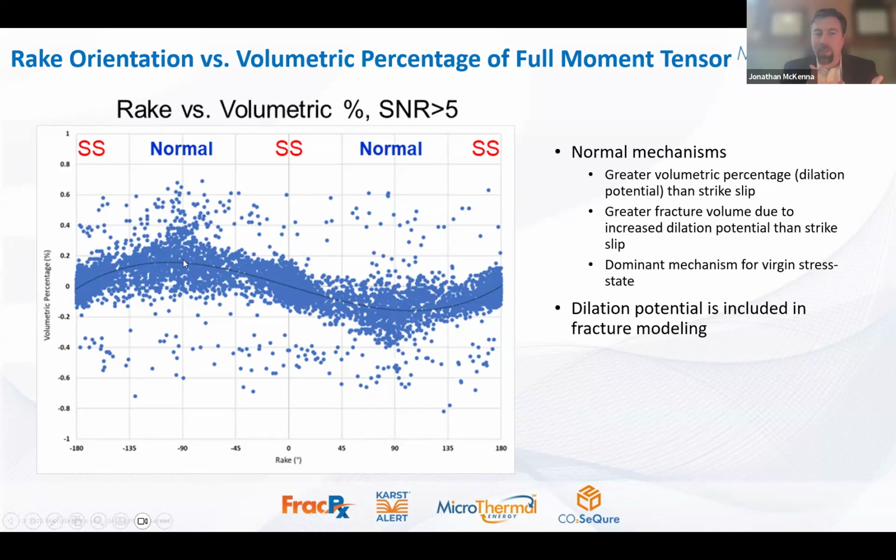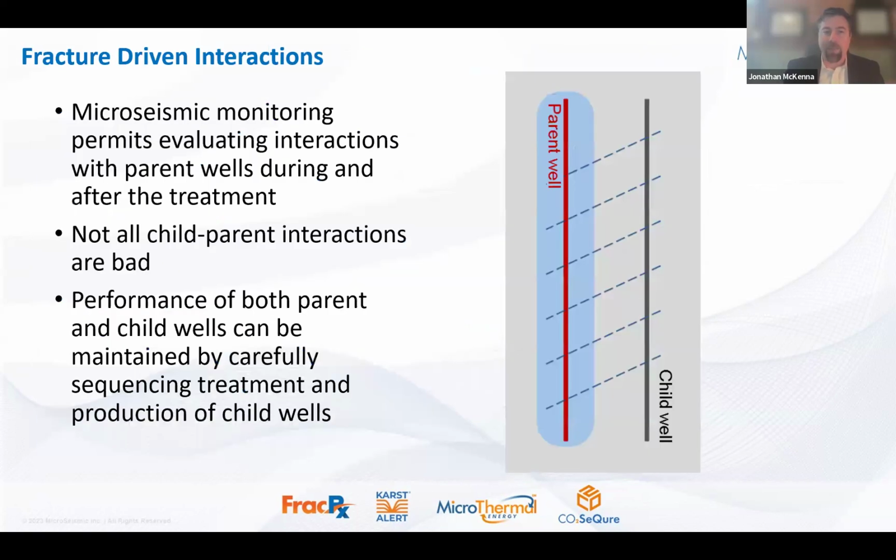So those are going to be producing more of your fracture volume, whereas the strike slips tend to have quite a bit less fracture opening. And in fact, when you go to pure strike slip, there tends to be almost no opening of the fracture. They're just slipping along that fracture itself. So that's very important in how we are modeling these fractures and distributing that fracture volume.